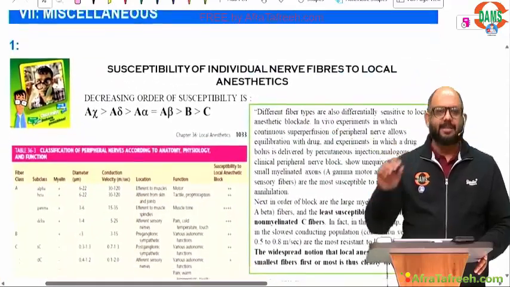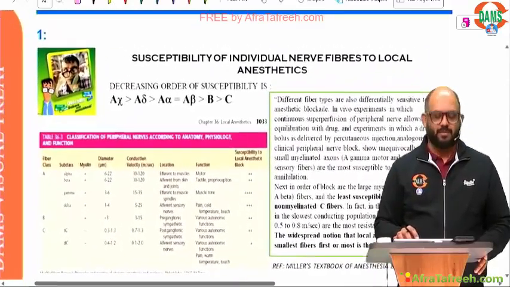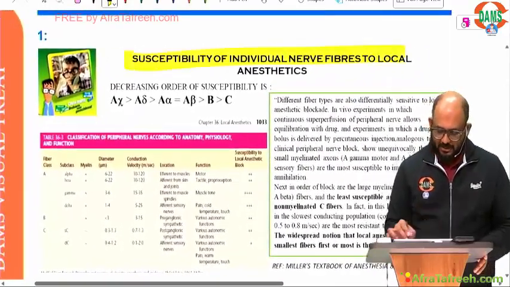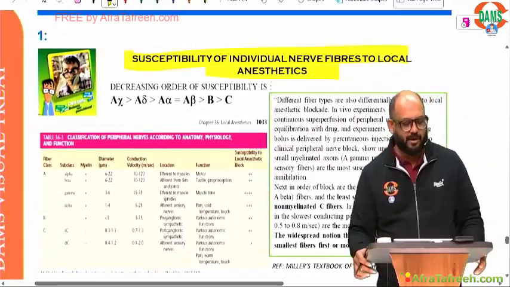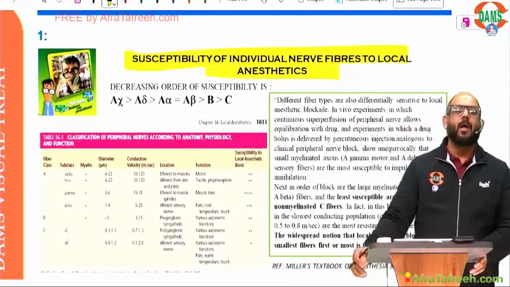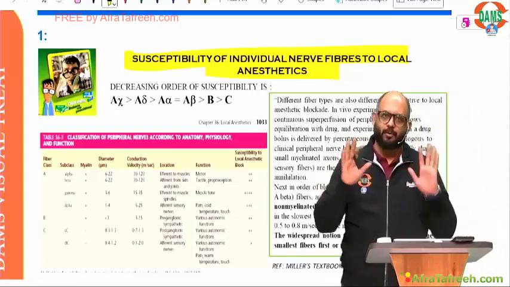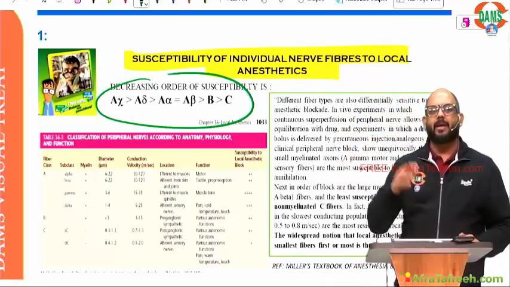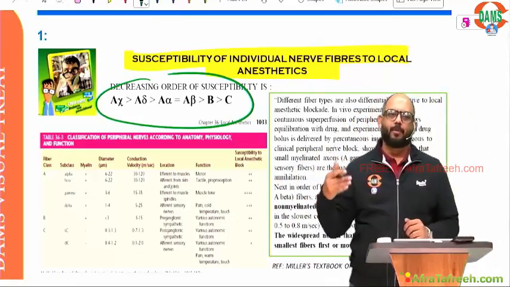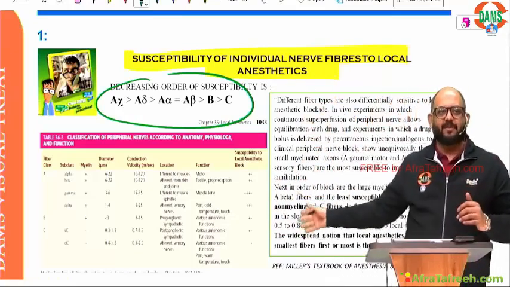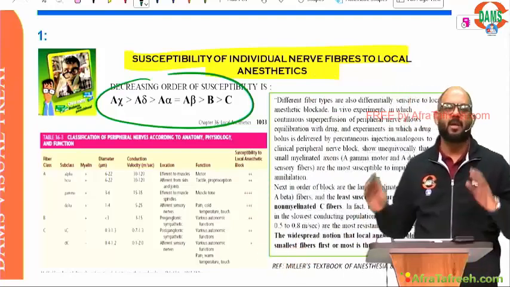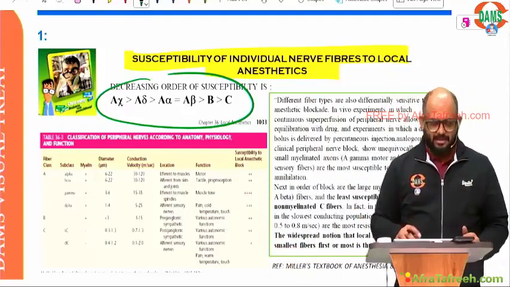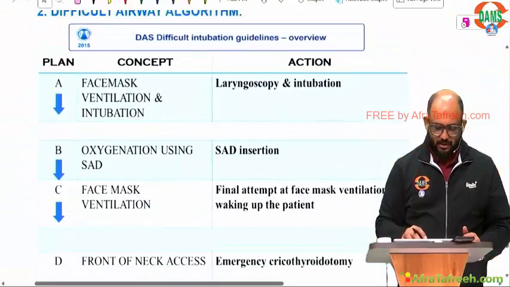And then finally we come to some miscellaneous topics. One that is very favorite of ours, susceptibility of individual nerve fibers to local anesthetic. No matter who tells you what, just remember it is A, B, C. A is most susceptible, followed by B, followed by C. I have given the reference. Read the last two lines. You will know your answer. There should be no confusion here, right?